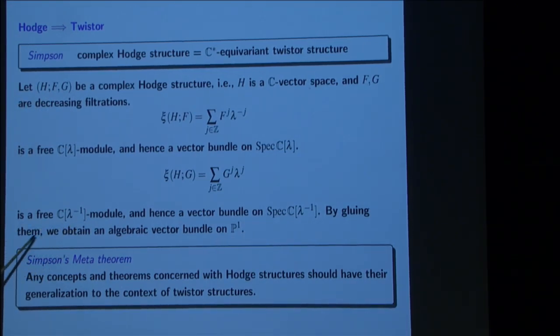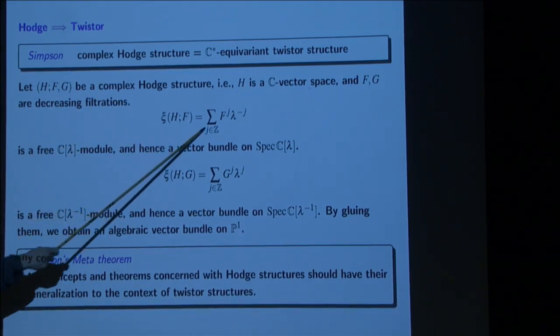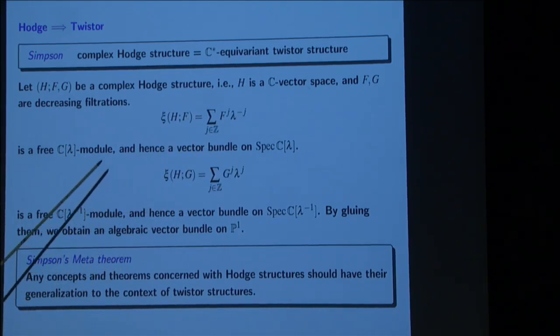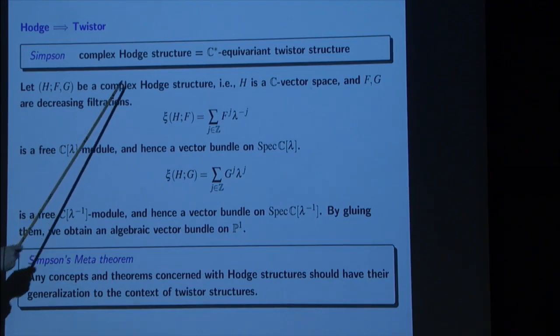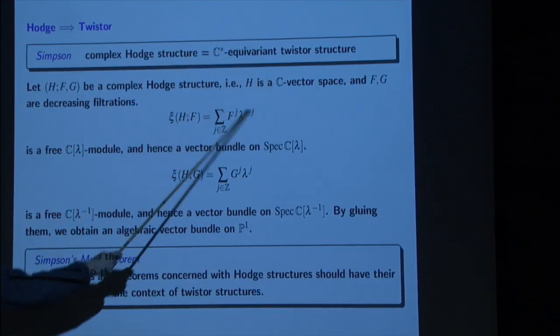So by gluing two vector bundles, we obtain a vector bundle on P1. In this way, we obtain a twistor structure from a complex Hodge structure. In this case, we have some gradings, so we can see the vector bundle is equipped with a natural C star action. And Simpson proved this gives an equivalence of complex Hodge structures and C star equivariant twistor structures.